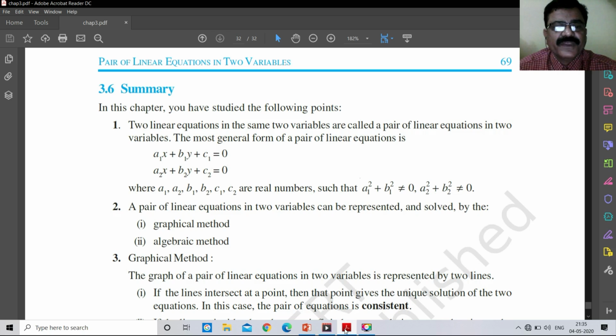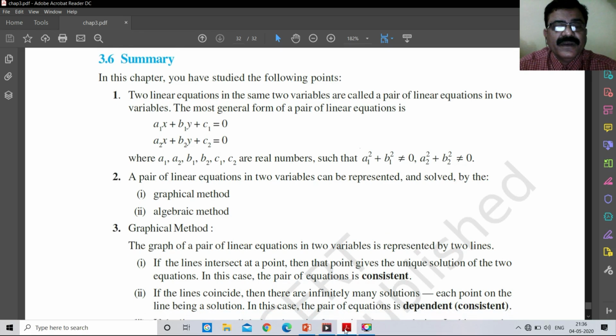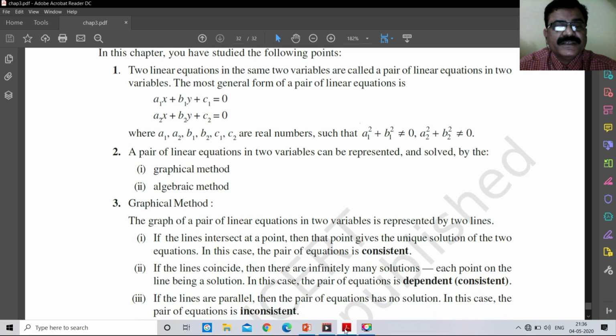Second, a pair of linear equations in two variables can be represented and solved by the graphical method as well as the algebraic method. In the graphical method, the graph of a pair of linear equations in two variables is represented by two lines, and there are three cases.